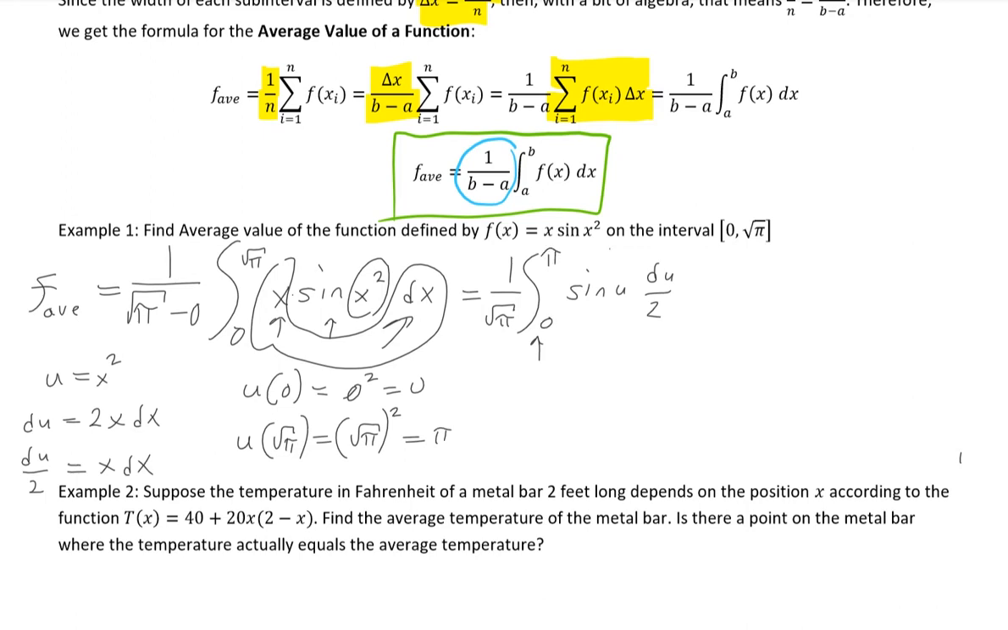Now I don't need to put x back in where u is. This lets me solve that. If I move the 2 to the outside, I get 1 over 2 root pi. And then the integral of sine is negative cosine of u from 0 to pi.